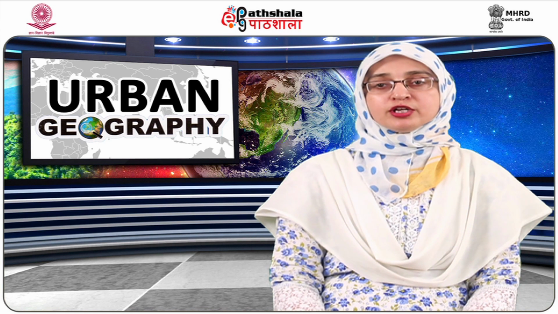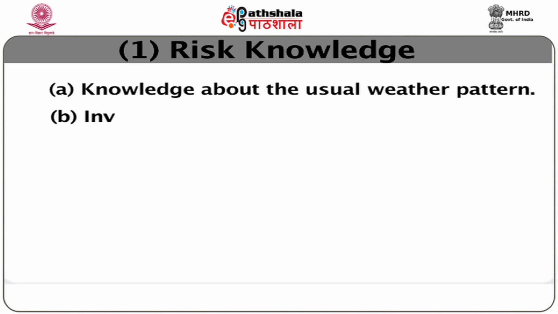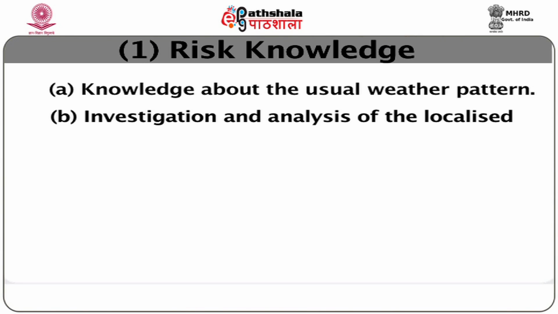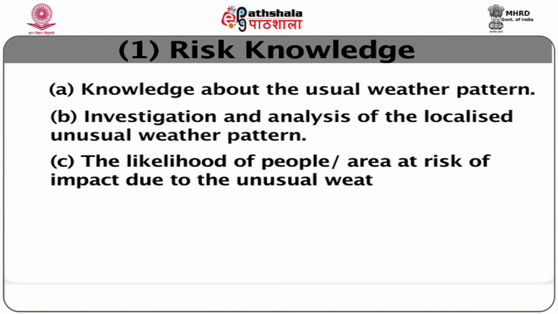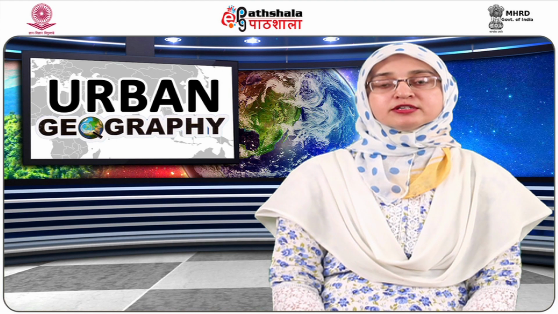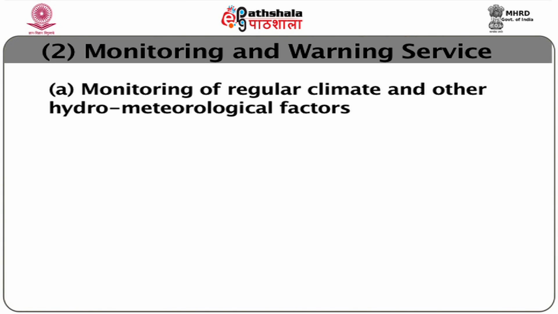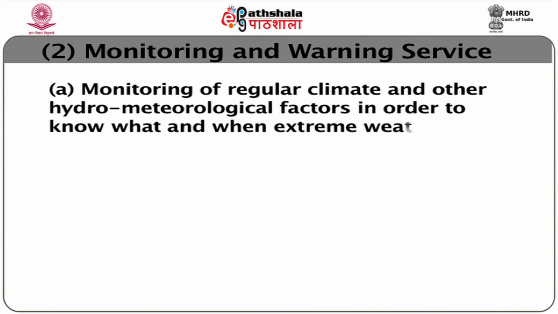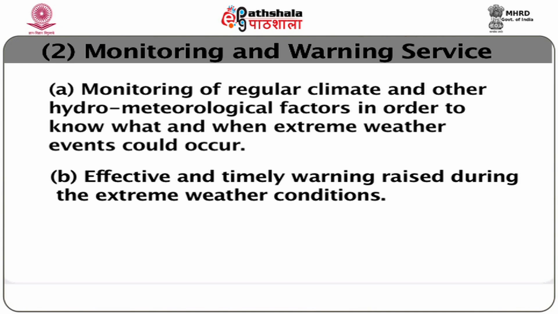Number 1, risk knowledge, which includes A, knowledge about the usual weather pattern, B, investigation and analysis of the localized unusual weather pattern, C, the likelihood of people or area at risk of impact due to the unusual weather pattern. Number 2, monitoring and warning service, which include A, monitoring of regular climate and other hydrometeorological factors in order to know what and when extreme weather events could occur. B, effective and timely warning raised during the extreme weather conditions.